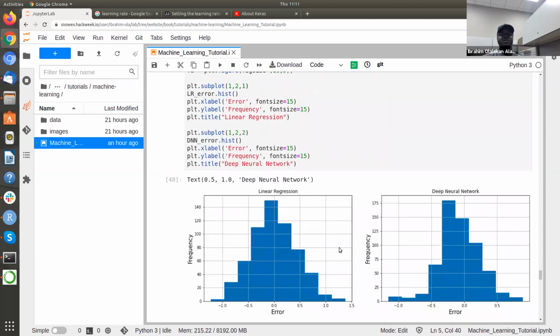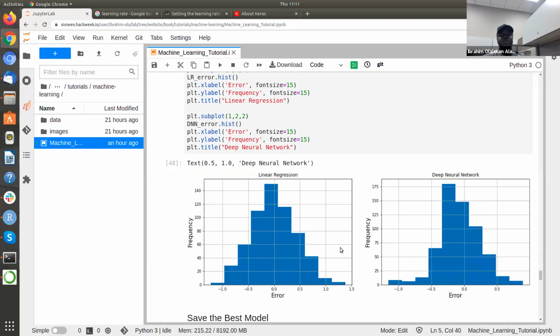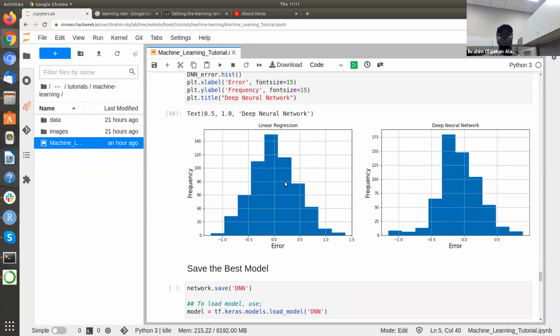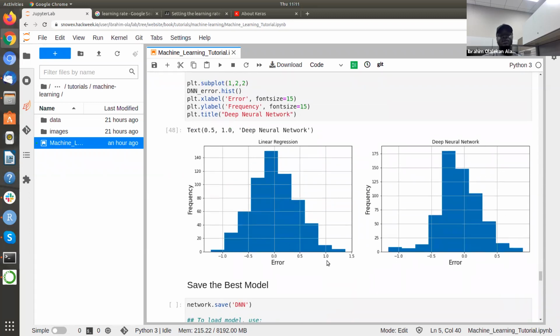One other thing we could do is to visualize our uncertainty. And there are many reasons why we have to do this depending on the discipline that you are in. But if you want to visualize your uncertainty, one way to do it is using the histogram. You see the error for the linear regression is between -1 and 1.5. Then for the deep neural network it is between -1 and 0.5. So we see more spread here than here. And the closer the errors are to 0, the less spread out the histogram is, closer to the center here.